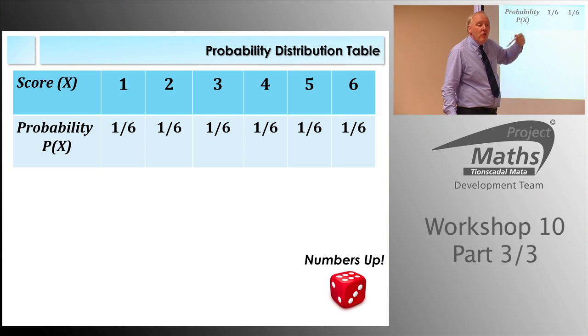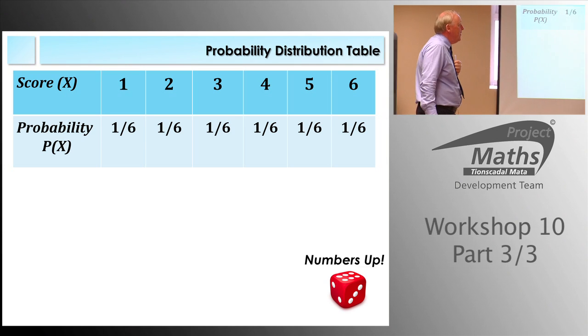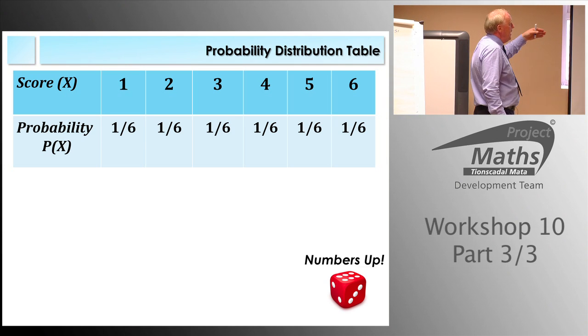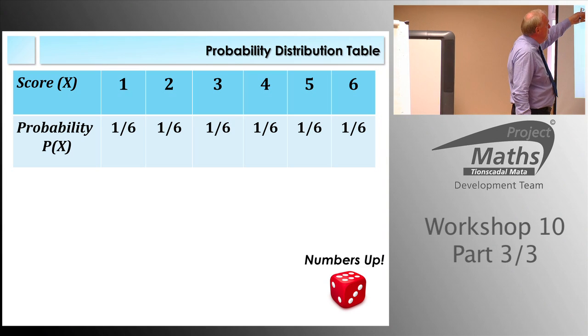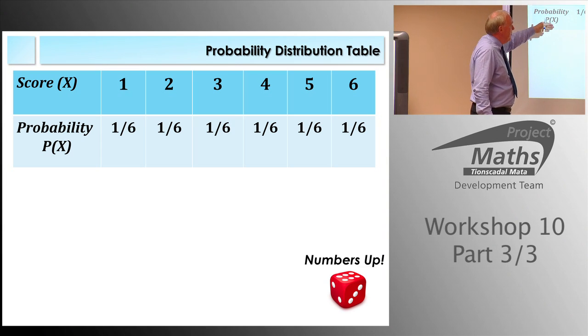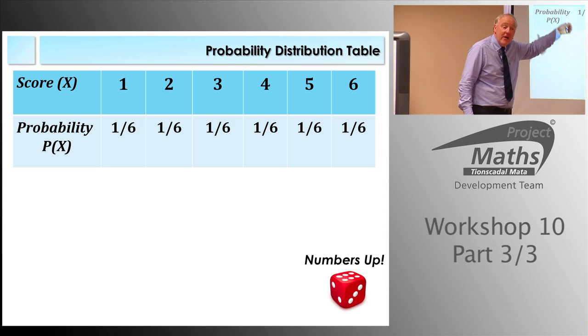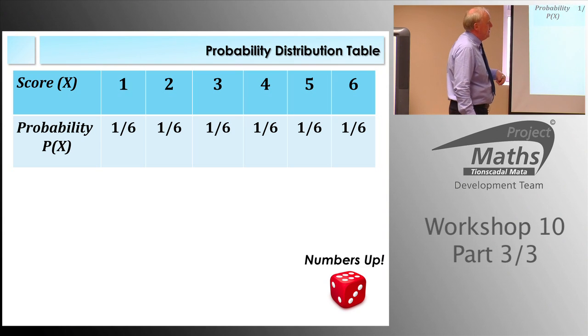They vary only in whole numbers, so it's a discrete random variable. And of course each value, like 1, has a probability of 1 over 6 because it's a fair die, so they all have 1 over 6.